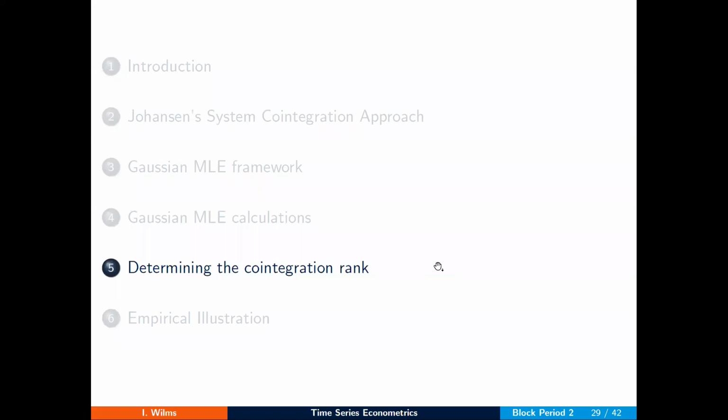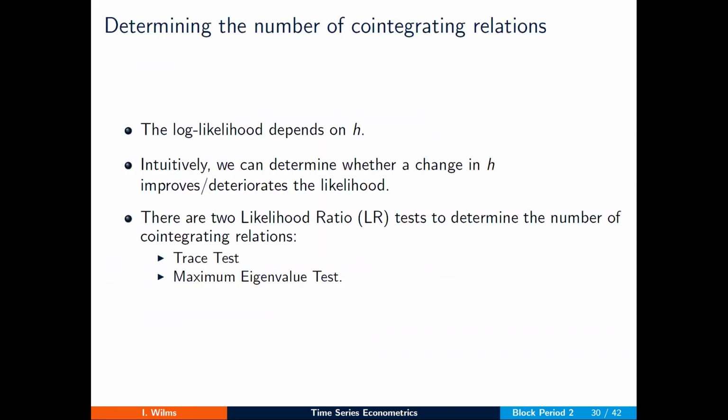In our final video, we will look at Johansen's procedure to determine the cointegration rank H, so the number of cointegration relations we have. We saw in the previous video that the log likelihood depends on H, since we had H eigenvalues entering. Intuitively, what we could do to determine H is to look at how the log likelihood improves or deteriorates if we would change the number of cointegration relations H.